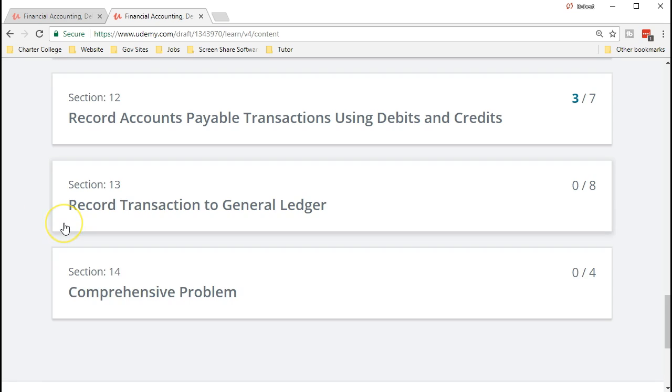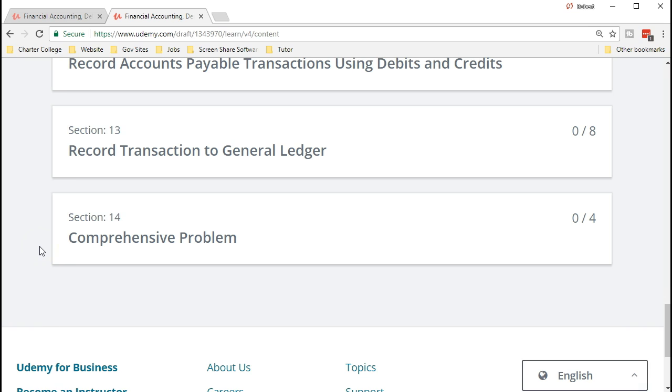Then we're going to record transactions to the general ledger. And finally, we'll have a comprehensive problem which will apply many of the concepts in a relevant form using an Excel worksheet, with an instructional video following along with the Excel worksheet so that we can apply some of the skills that we have learned in a comprehensive format.